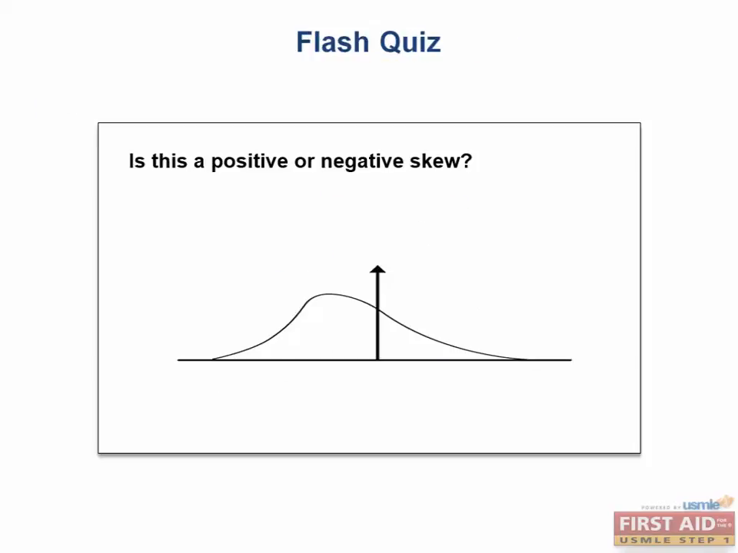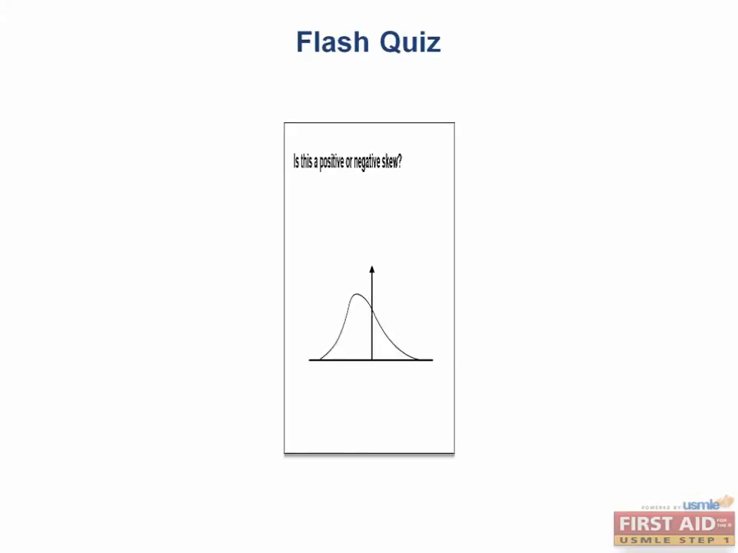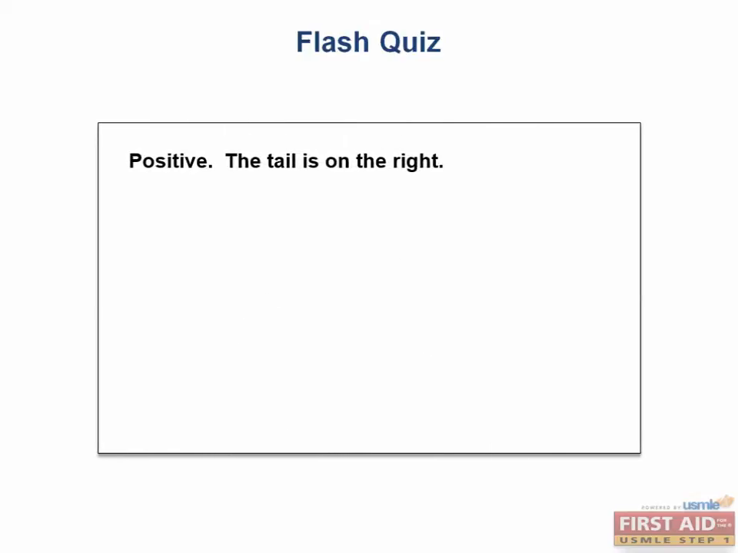Let's do a flash quiz. Is this a positive or a negative skew? It's positive. The tail is on the right. Let's try a practice question now.